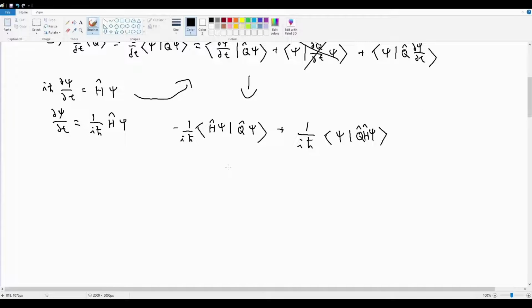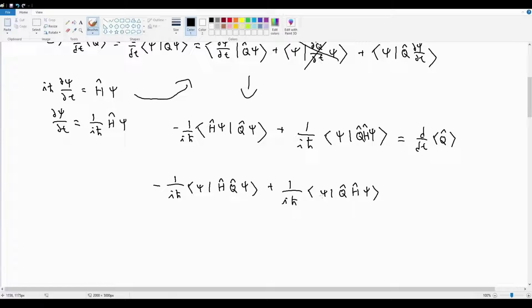So at this point, let's relate this back to the original expression, d by dt of the expectation value of q hat. Recognize that h hat is a Hermitian operator. If h hat is a Hermitian operator, that means I can move this over very simply, and I can say this is actually equal to negative 1 over i h bar of psi inner product with h hat q hat psi, and I'm adding 1 over i h bar psi inner product with q hat h hat psi.